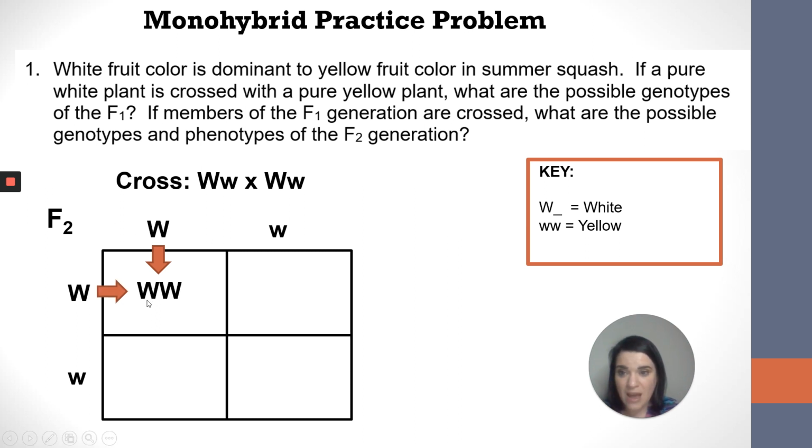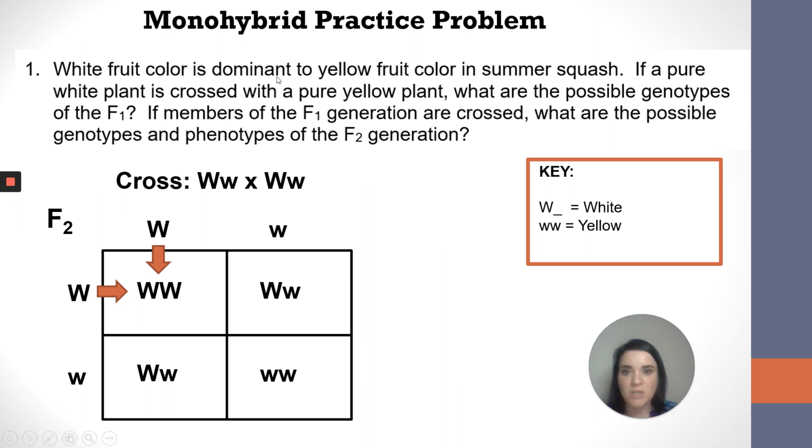So in this case, you have a capital W, which is homozygous dominant. This one, you get a dominant allele and a recessive allele. This one, you get a dominant allele and a recessive allele. And look over here, we get two recessive alleles, so homozygous recessive. So we did the Punnett square. We're done, right? Okay. Bye.